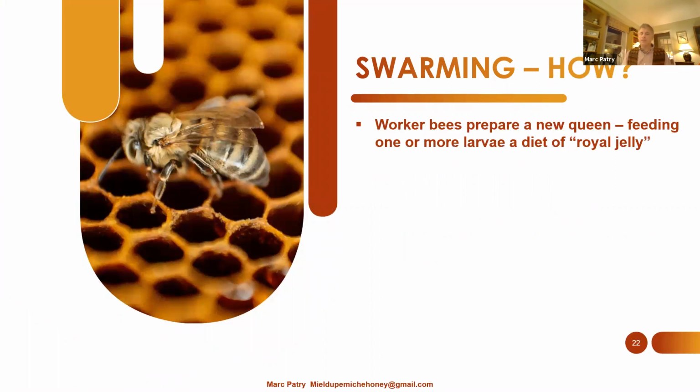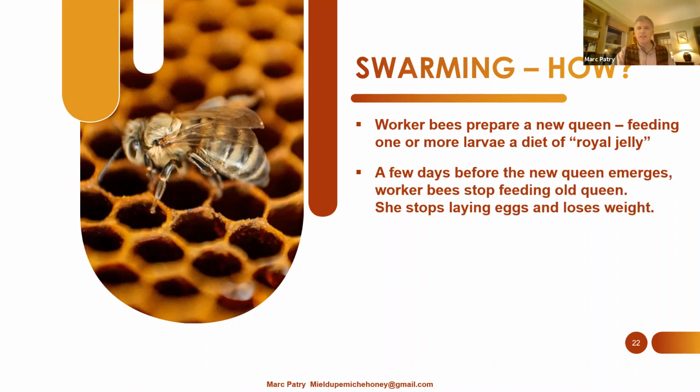Well, when the conditions are good, the worker bees will prepare a new queen. They'll feed one or more larvae a diet of royal jelly. And as we saw in an earlier slide, you'll get all these queen cells, right? A few days before the new queen emerges, or it could be more than one, they can produce several queen cells at the same time. So a few days before they emerge, the worker bees will stop feeding the old queen.